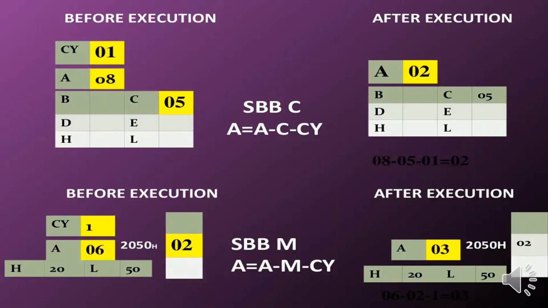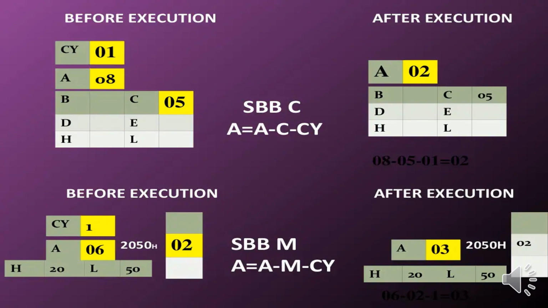So this is SBB C: A = A minus C minus carry. SBB M means A = A minus M minus carry, subtraction with the carry flag and the memory content or register. Before execution, the carry is 1, A = 8 and C = 5. So A = A minus C minus Cy, A = 8 minus 5 minus 1. So the result is 2. The result 2 is stored after the execution of SBB C.